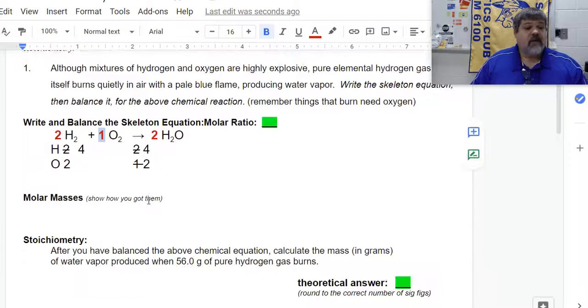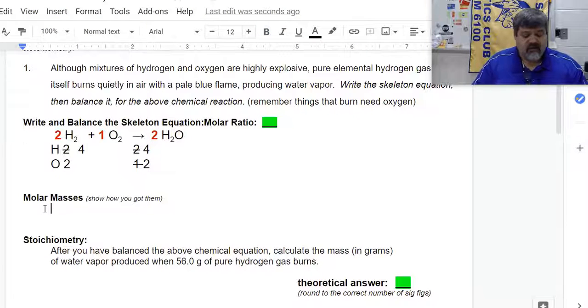Okay, so now we're going to go down and look at our molar masses. In order to do that, we have to look at our stoichiometry question a little bit, because it tells us how we have to calculate our molar masses. This part says, after you have balanced the above chemical equation, calculate the mass in grams of water. So we know that we're going to need the molar mass of water. And we also say that we start off with 56 grams of pure hydrogen gas. So we're going to start off with hydrogen.